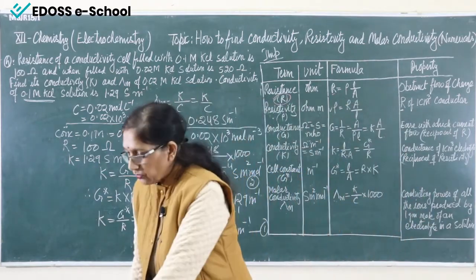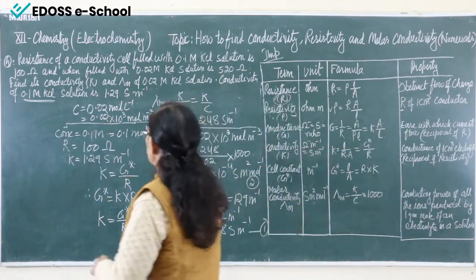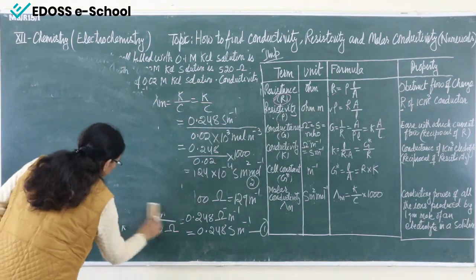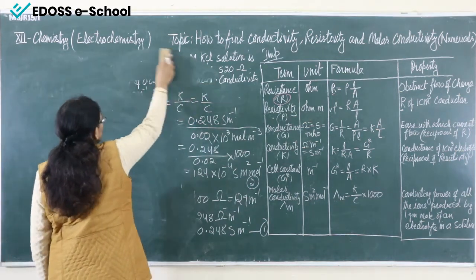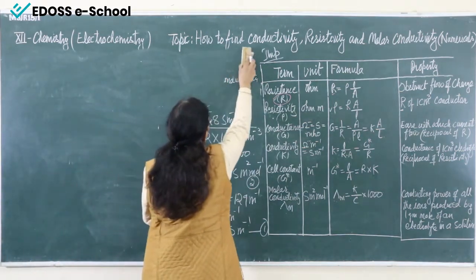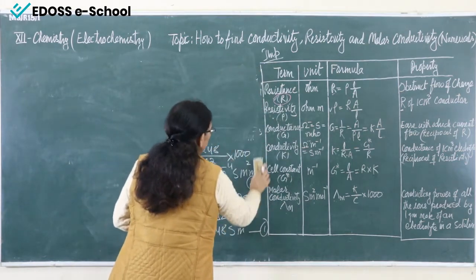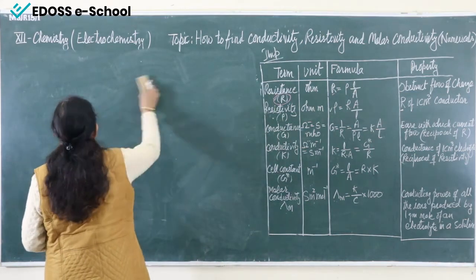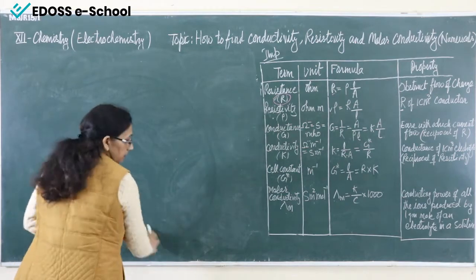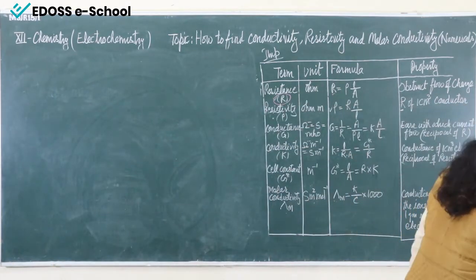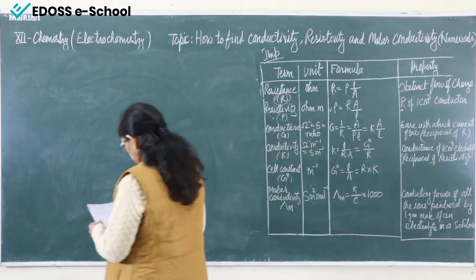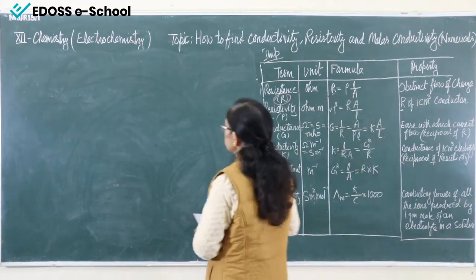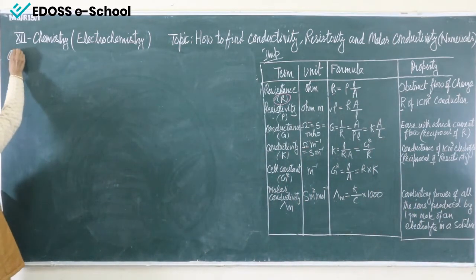Okay, now coming to the second type of numerical. Now the second numerical I will write here, and then we will try to solve it. This is the second numerical I am taking. Now question number 2, I will write here.